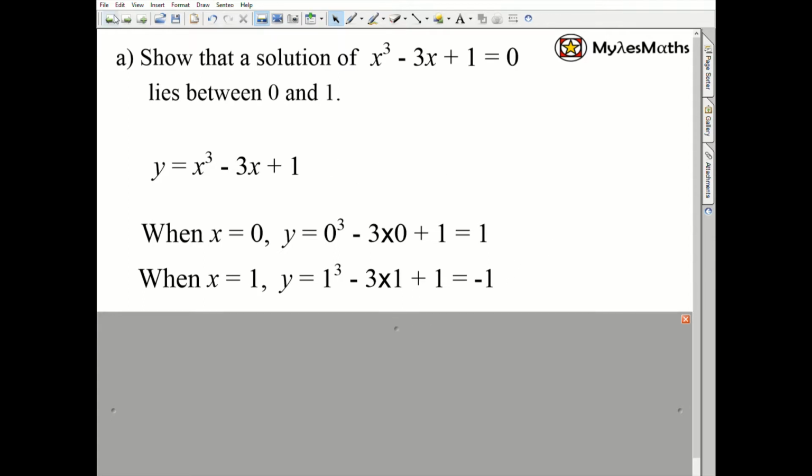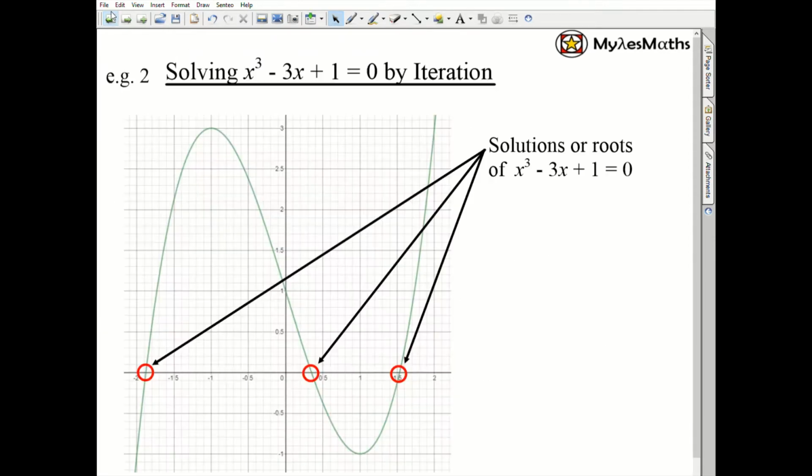Now, these correspond to 2 points on the graph, so it's worth going back and looking at this. When x was 0, we could see that y would have been 1. And when x was 1, we could see that y was minus 1. And therefore, to get from this point down to this one, I had to cross the x-axis, and that means there had to be a root between those two values.